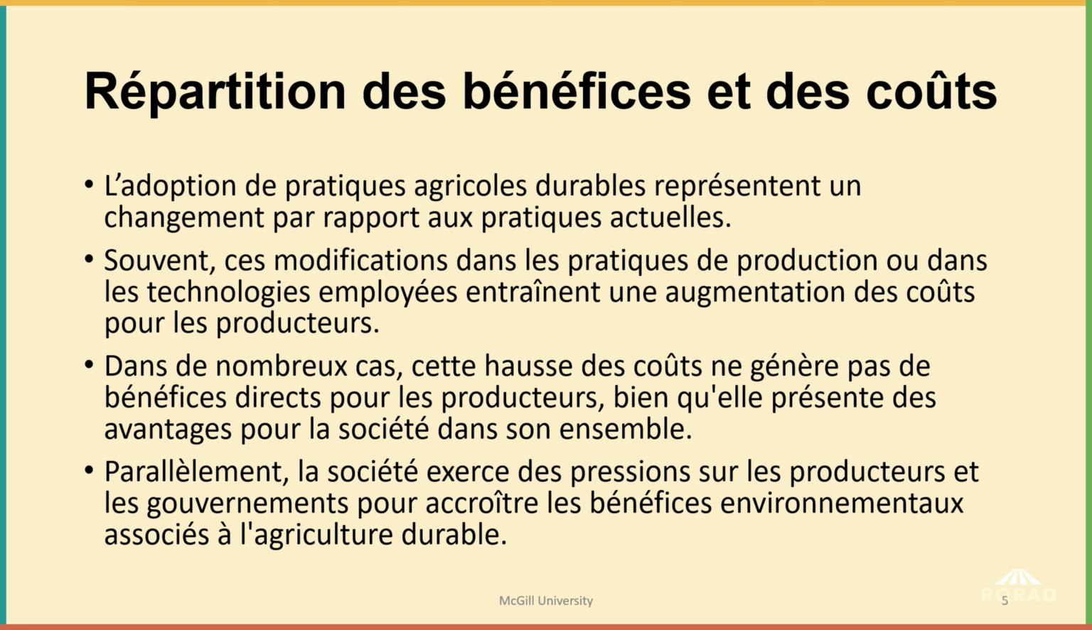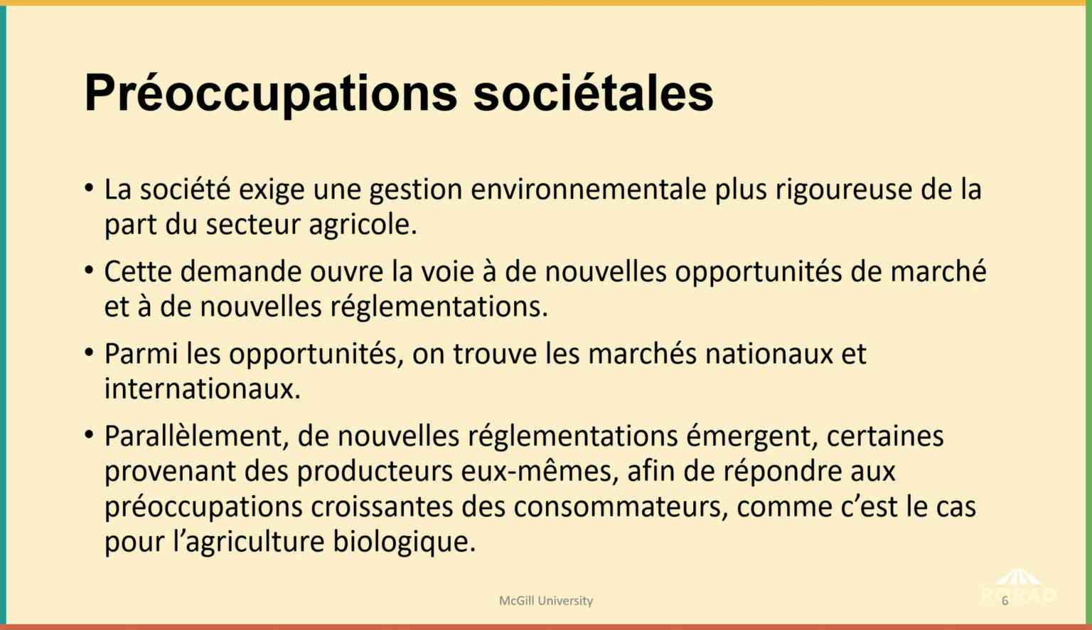And again, sometimes those increased costs will build resilience into the farming system, and therefore they're a benefit to the producer. But in large cases, much of the benefit will be going to society. Again, society is putting pressure on producers and governments to increase the environmental benefits from our sustainable agriculture. So some of society's concerns include demanding more from the agricultural sector in terms of environmental stewardship. This demand provides new market opportunities, but it also increases regulation. So we see, again, farmers, as the previous speakers noted, worrying about this regulation question that is coming up.